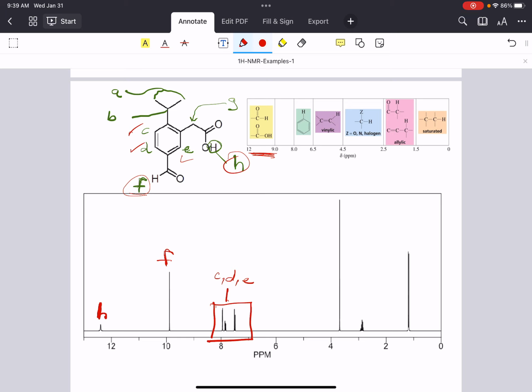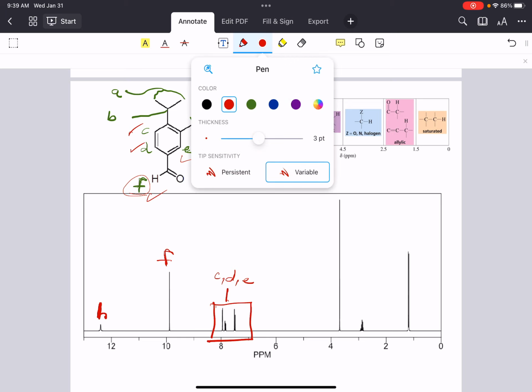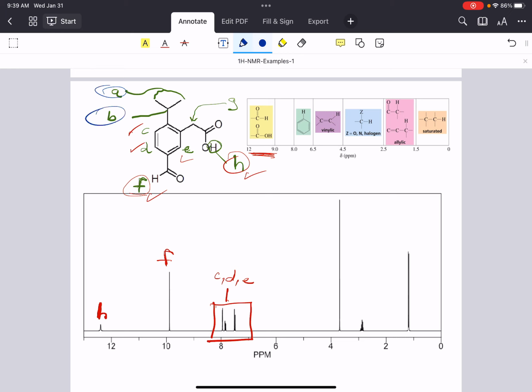All right, so what do we have left now? The ones that we have left to think about really are just A, B, and G. And these should be easily discernible based on splitting. G has no hydrogen neighbors, so it should be a singlet. And it should have a pretty far downfield chemical shift because it's flanked by a carbonyl on one side and an aromatic group on the other. So I can assign this singlet as G. And then B should be split by its 6 neighbors into a septet, so I can call this little septet B. And then A should be split into a doublet based on the 1 neighbor B, so I can call this one A.